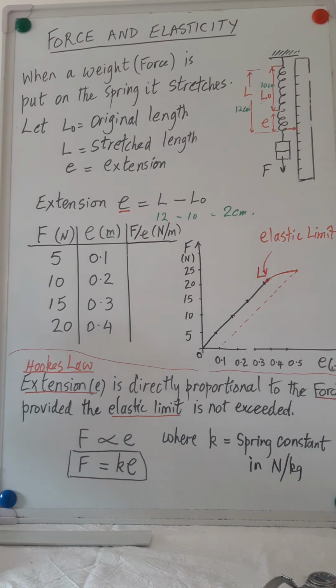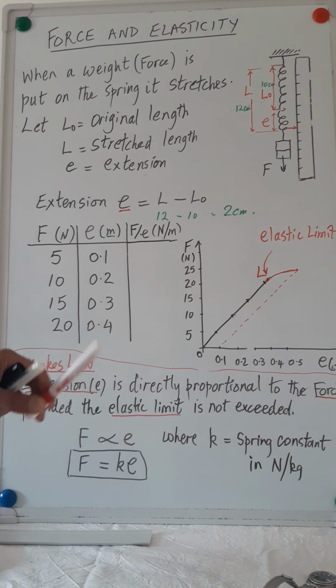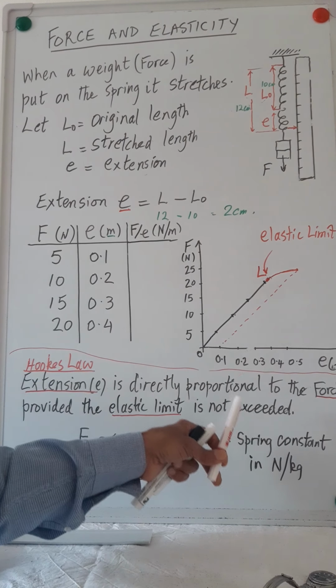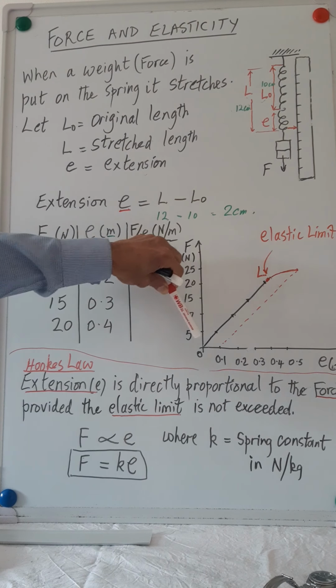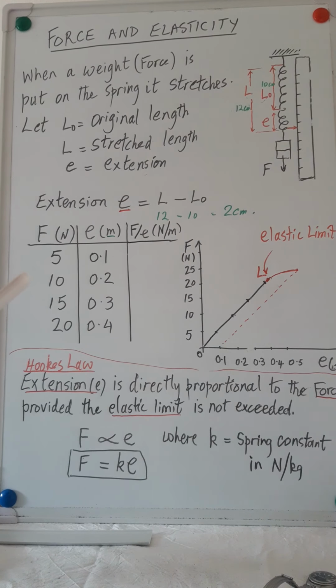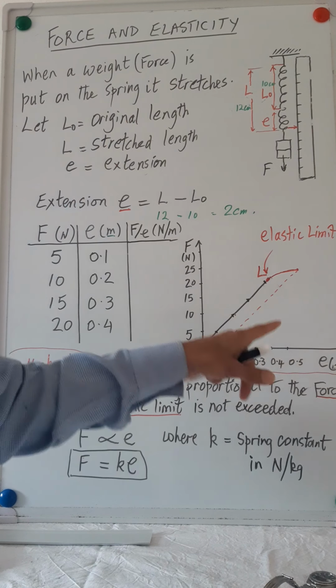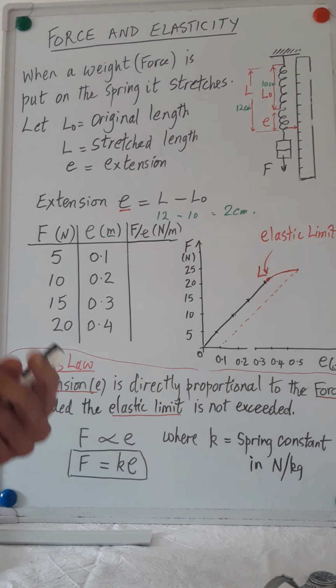Now, this relationship is expressed using Hooke's law, which says that the extension is directly proportional to the force, provided the elastic limit is not exceeded. So from 0 to L, it is within the elastic limit where Hooke's law is obeyed. If I increase the load more, the extension becomes greater and it no longer obeys, and the spring becomes permanently stretched.